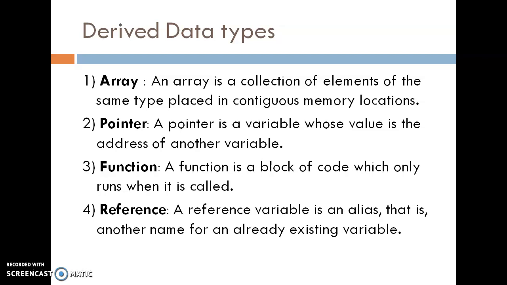Reference. A reference variable is an alias, that is, another name for an already existing variable. So for the existing variable, if you give another variable name which refers to the previous one, then using the reference you are able to refer to the previous variable. So basically there are three types of data types in C++: basic data types, user-defined data types, and derived data types.